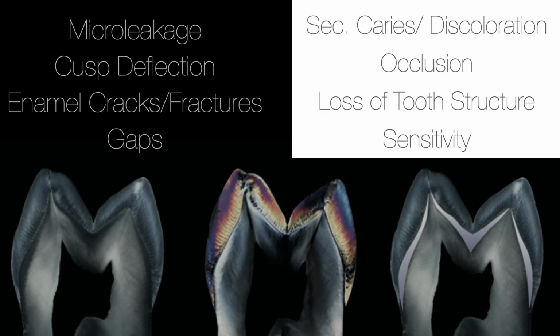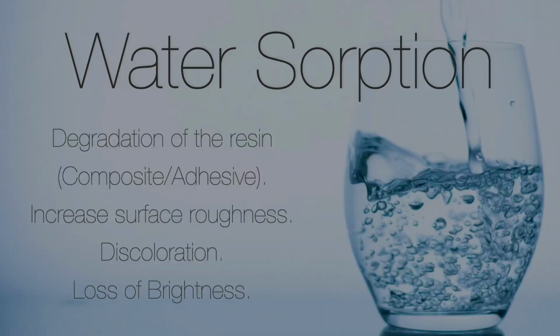The polymerization shrinkage leads us to basically 4 big issues. It can lead us to microleakage, which can develop secondary caries and discoloration of the restorations. We can have cusp deflection, which can affect the occlusion of the patients. We can have enamel cracks and fractures with the secondary loss of tooth structure, and we can have a gap that can lead us to sensitivity, post-operative sensitivity.